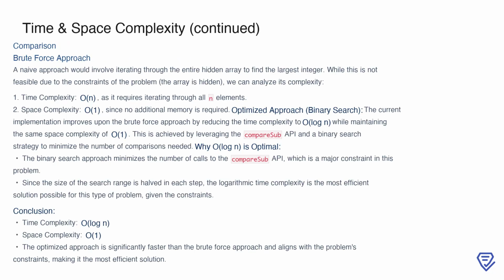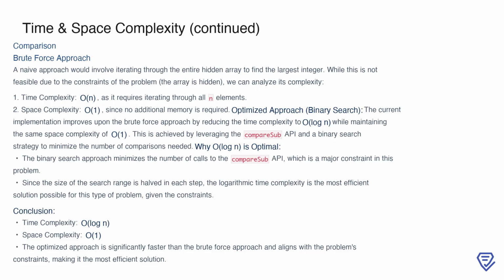When comparing the optimized binary search approach to a brute force method, the differences in efficiency become clear. A naive brute force approach would involve iterating through the entire hidden array to find the largest integer. This would result in a time complexity of O(n), as each of the n elements would need to be examined. However, the space complexity would still be O(1), since no additional memory would be required.